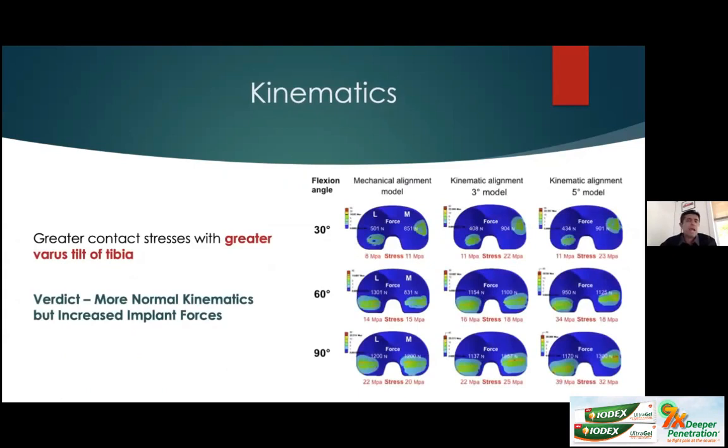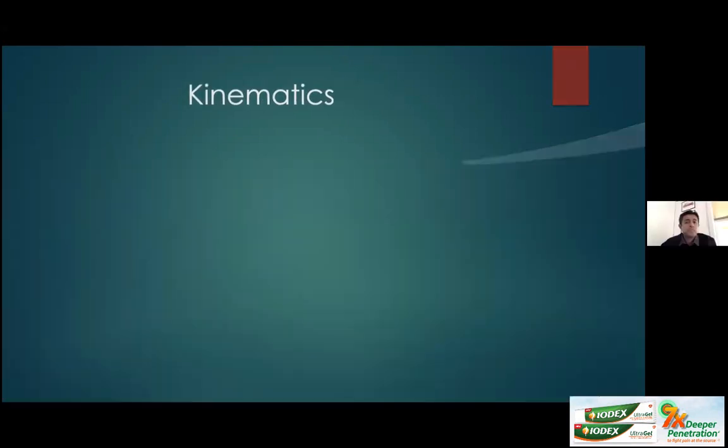So again, you can imagine with a greater varus tilt of the tibia, and if the patient has a varus deformity, if you preserve that varus deformity, all of a sudden you're going to see more force through the medial aspect of the implant, as you can see in the kinematic model. In the mechanical aligned model, the importance is that that balance is kept intact. So there are more normal knee kinematics, but increased implant forces because of this kinematic alignment technique.